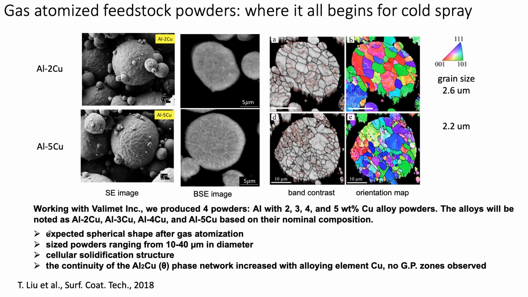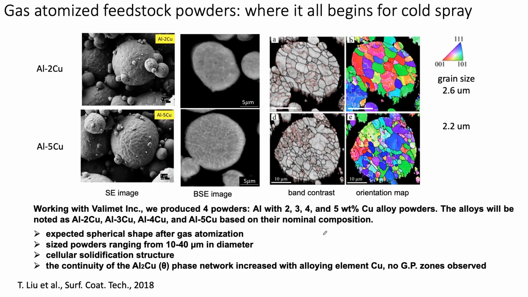Okay, so what we saw in our feedstock powder was that they had the expected spherical shape, and that the powder size range was within 10 to 40 microns. That's quite typical. We looked at the cellular solidification structure. I'm not going to go into that today. And then we also looked at the continuity. This bright phase in this case is the aluminum 2 copper theta phase, and we didn't see any GP zones in these powders.